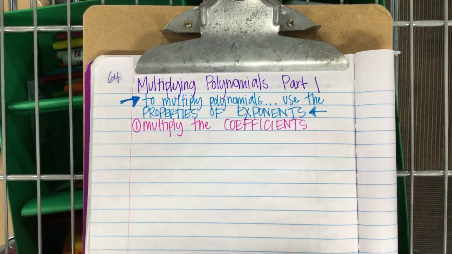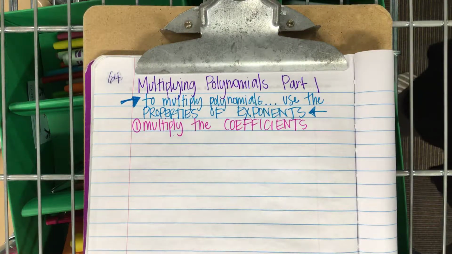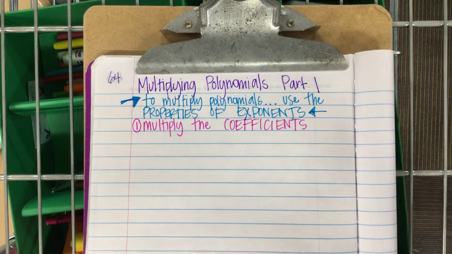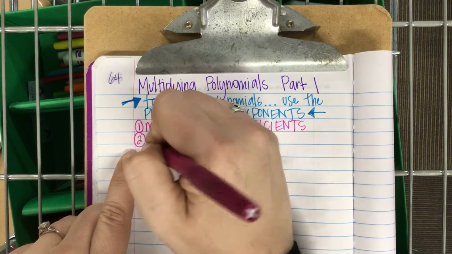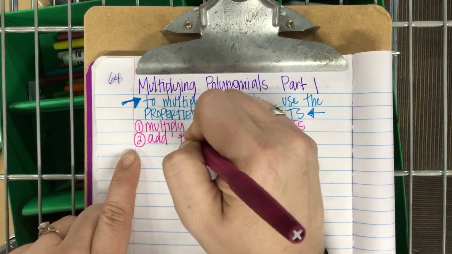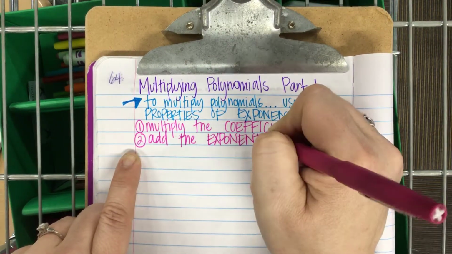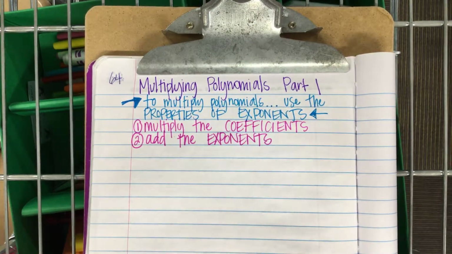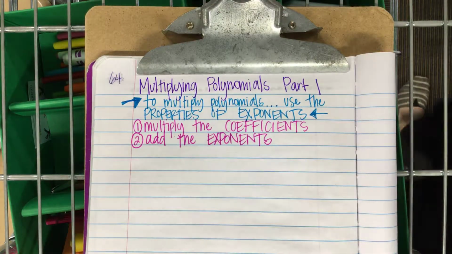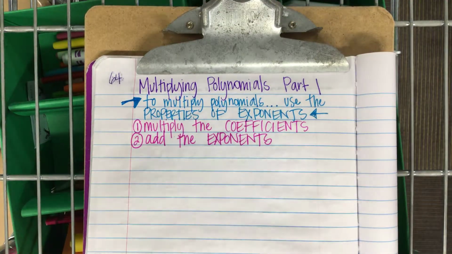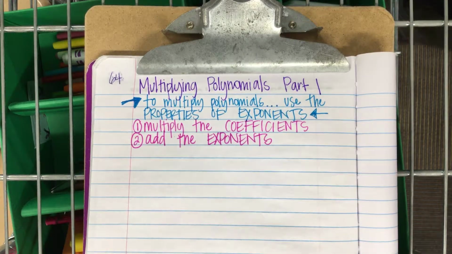Multiply the coefficients. Pop quiz. What are coefficients? The numbers in front of the variables. Add the exponents. Multiply the coefficients. Add the exponents. Coefficients are numbers in front of the variables, so you multiply the two big whole numbers in front of variables, multiply those, add your exponents. You're done.